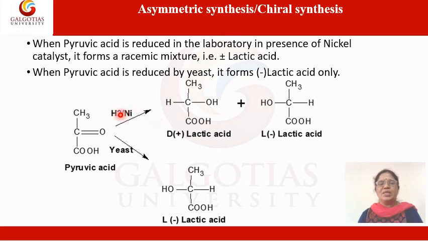But if we carry out the same reduction reaction, not in presence of nickel, but by yeast, then if we see the product which is obtained, the lactic acid is actually the levo isomer only, and the dextro isomer of lactic acid is not obtained. So pyruvic acid upon reduction in presence of nickel catalyst gives the racemic mixture of lactic acid, and in presence of yeast it gives the levo form of lactic acid.